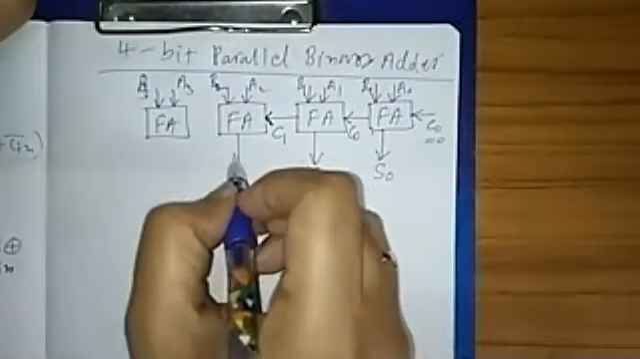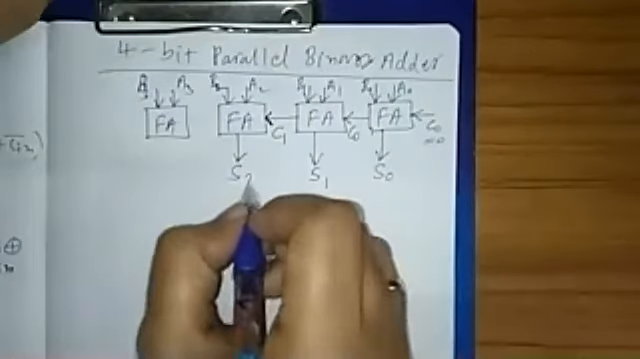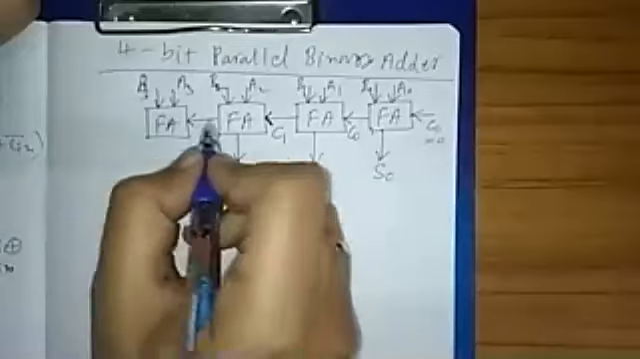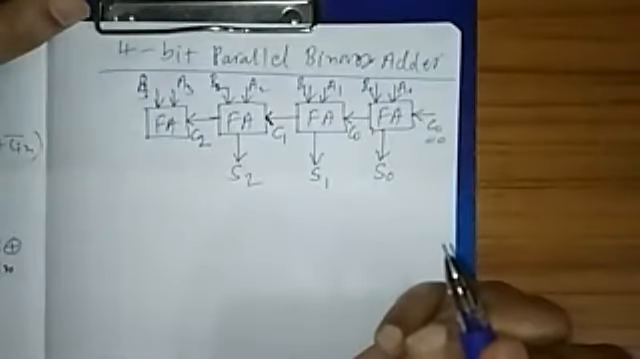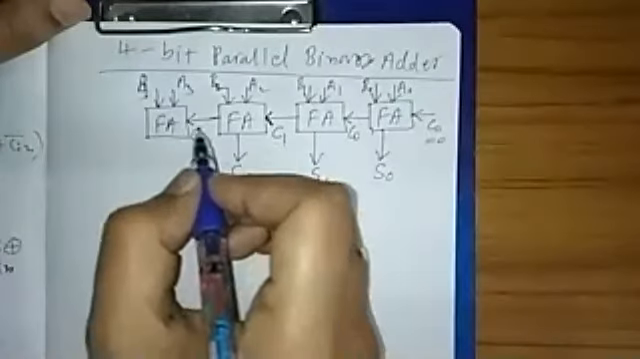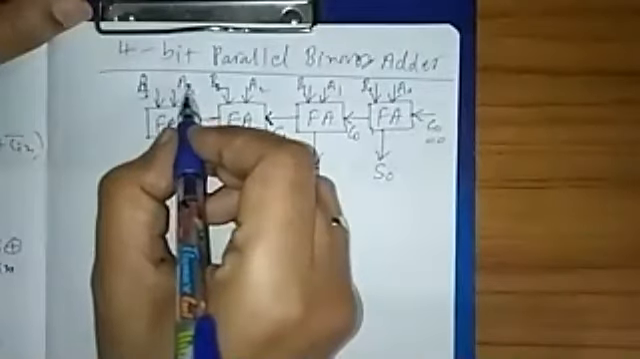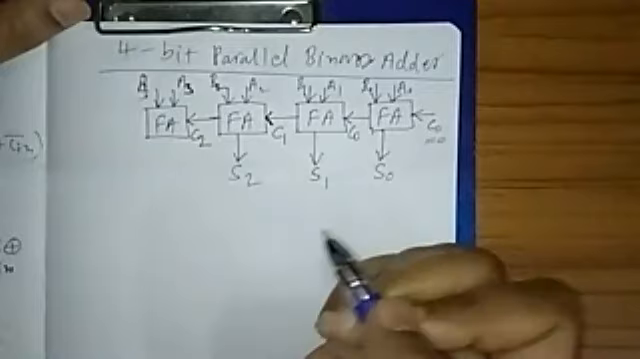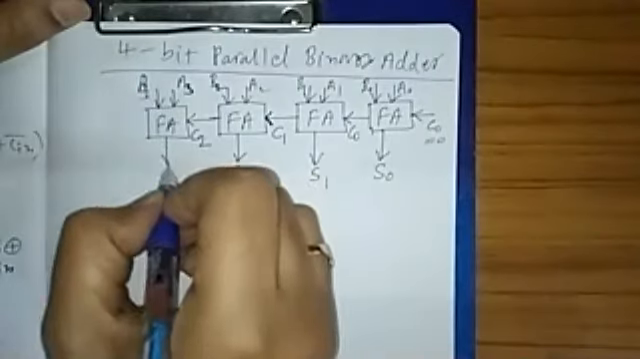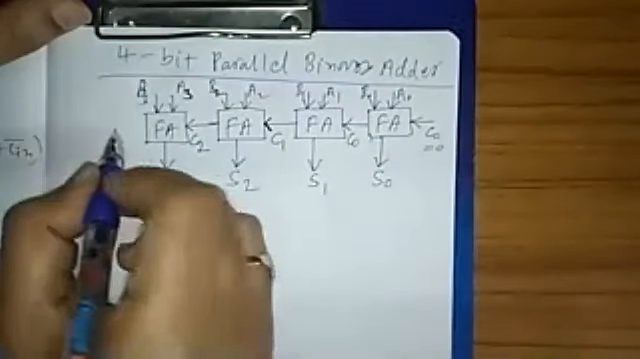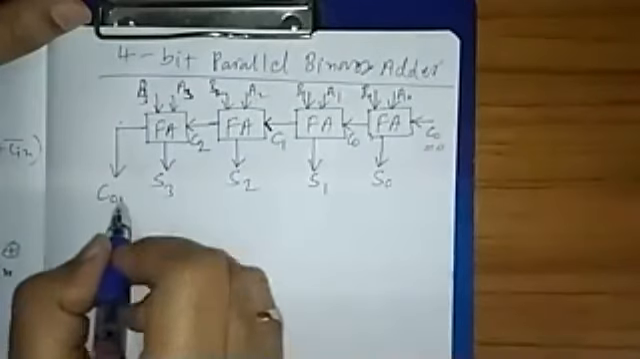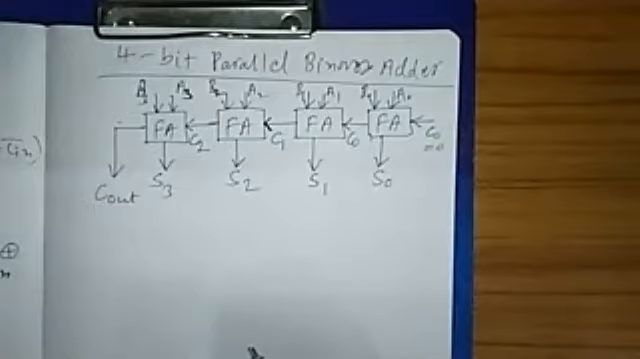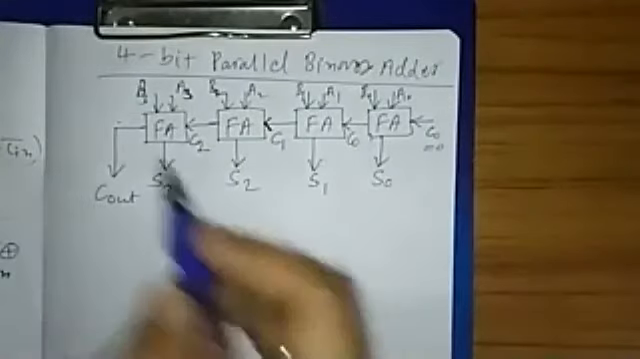Okay, and from here, what is the next output? S2, and here it is the carry. Whatever carry you get in the addition of binary bits, that carry is given to the next addition at the next place of the binary number. Here the output will be S3, and from here I may get the output as C out. This is how a 4-bit parallel binary adder is implemented.